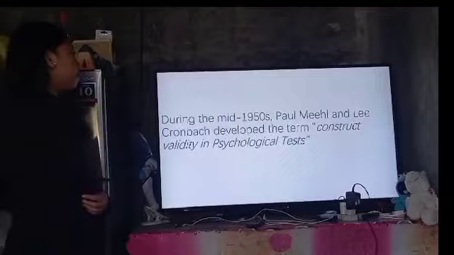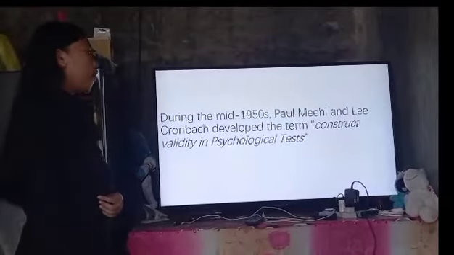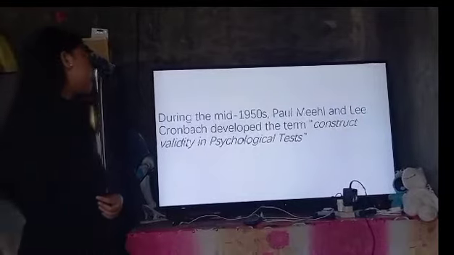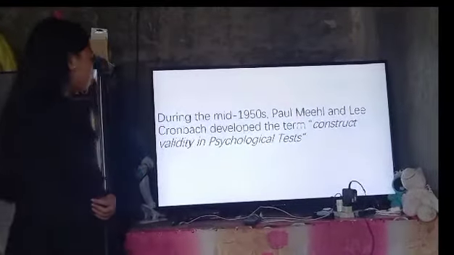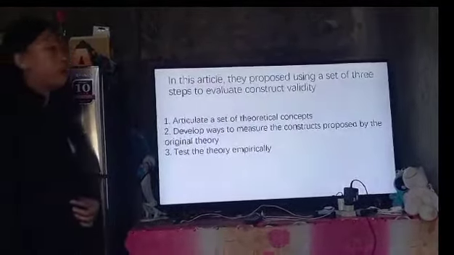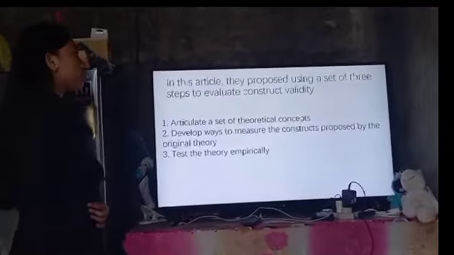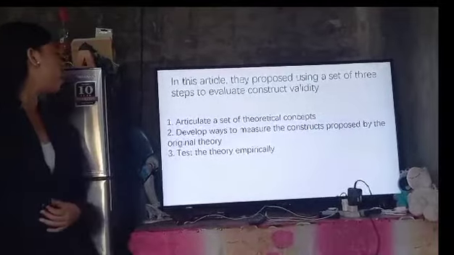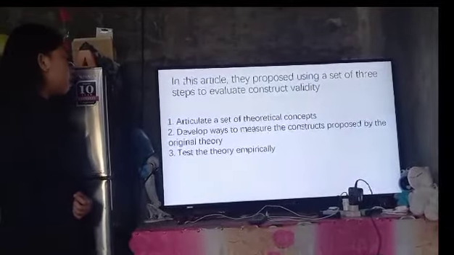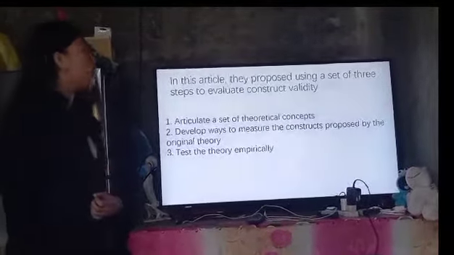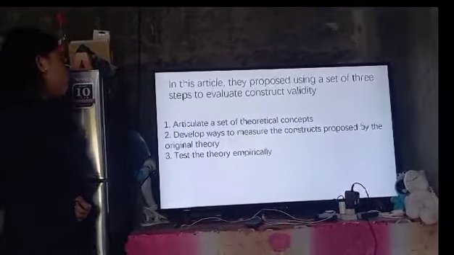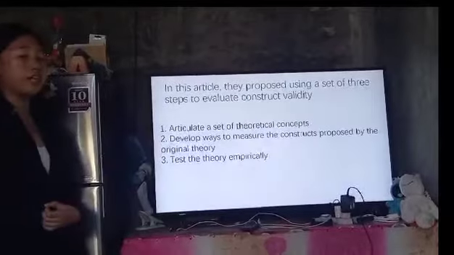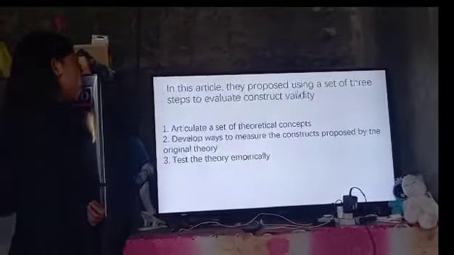During the mid-1950s, Paul Meehl and Lee Cronbach developed the term construct validity in psychological tests. In their article, they proposed using a set of 3 steps to evaluate construct validity. The first is to articulate a set of theoretical concepts. Second, develop a way to measure the construct proposed by the original theory. And the third, test the theory empirically.